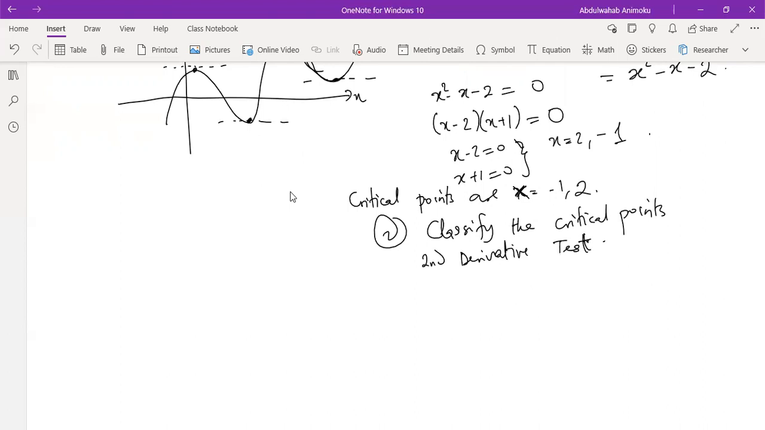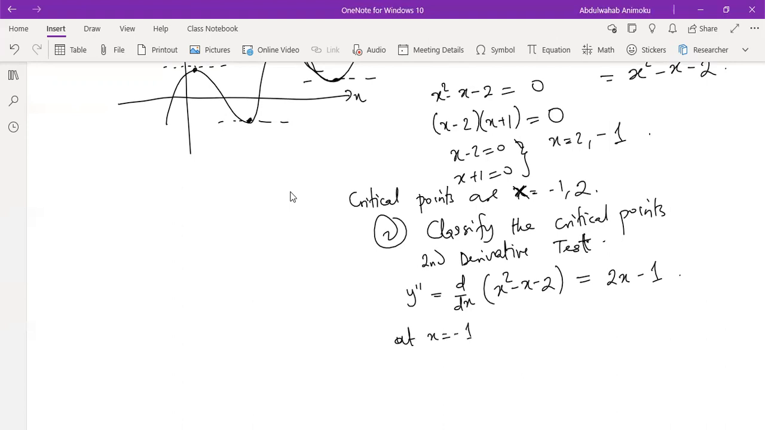So what you do is take the second derivative of the function, which means you take the derivative of the first derivative. The first derivative was this, right? So in taking the second derivative, we take the derivative of this function, and this quickly gives us 2x minus 1. So this is the second derivative. Now, what do we do here? We try to evaluate the second derivative at the critical points.